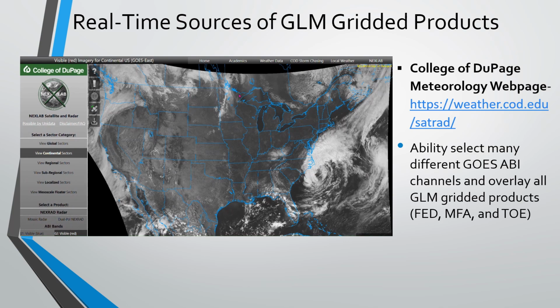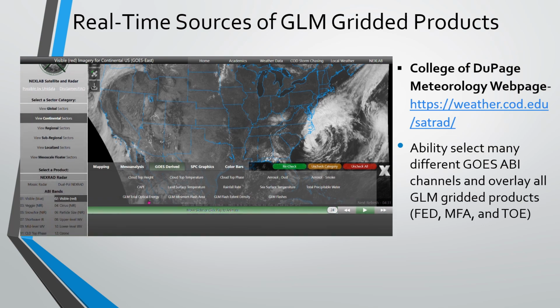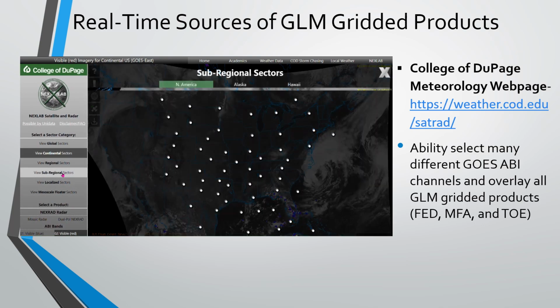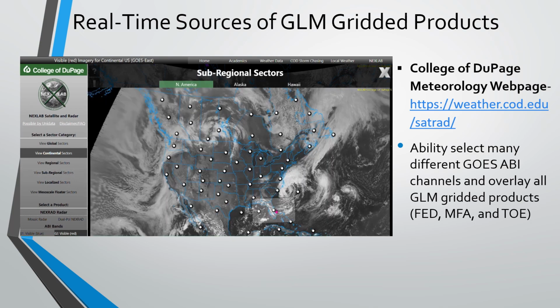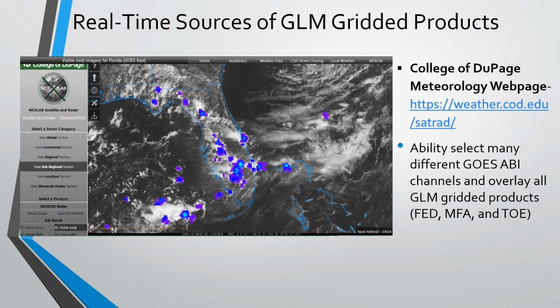One of the other really good resources for real-time GLM gridded products is the College of DuPage Meteorology website. In the satellite section, you can select product overlays, and then from the drop-down menu, you can select GOES derived products, and it'll show all the GLM gridded products: the flash density, minimum flash area, and total optical energy. If we select flash density, then our GLM flashes show up. And we can even select a sub-regional sector, so we can go back to the Florida Peninsula and get a similar image as before. And this is in a more familiar color scale that was shown in the previous presentation.